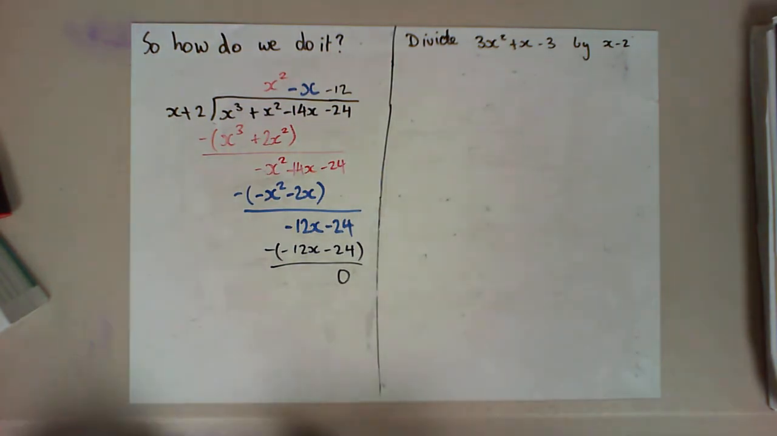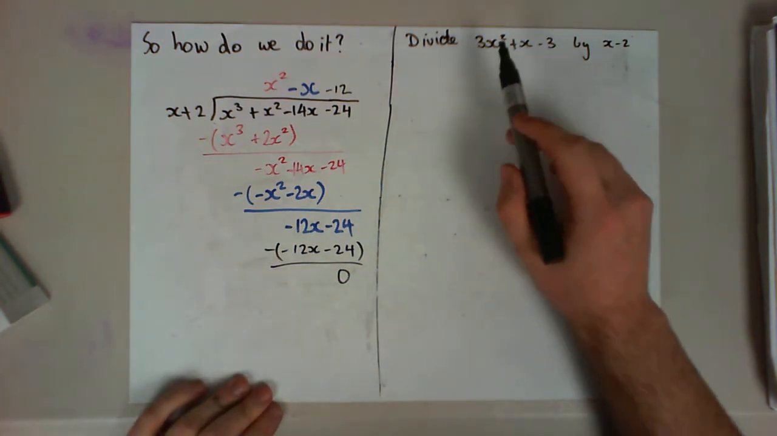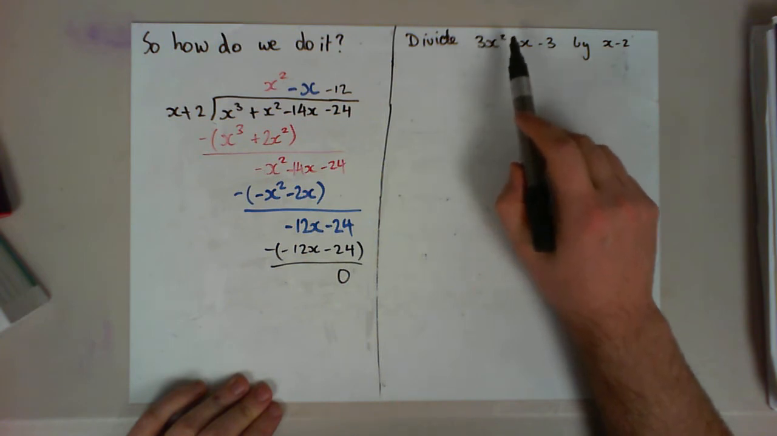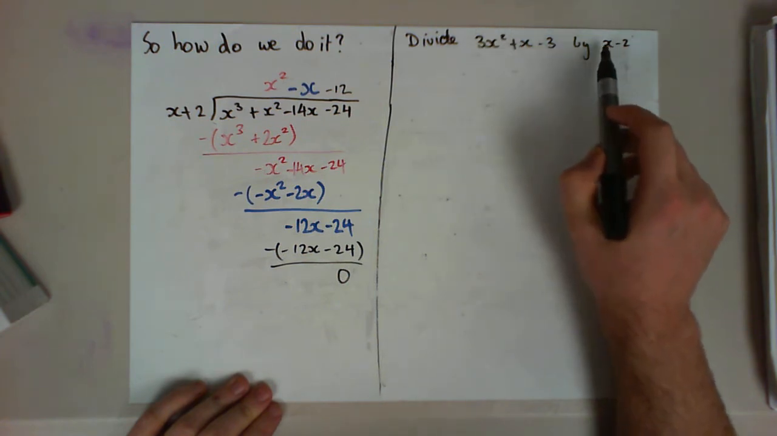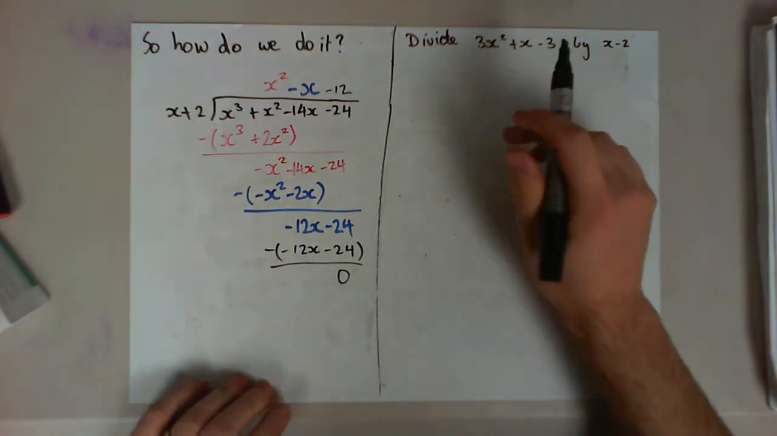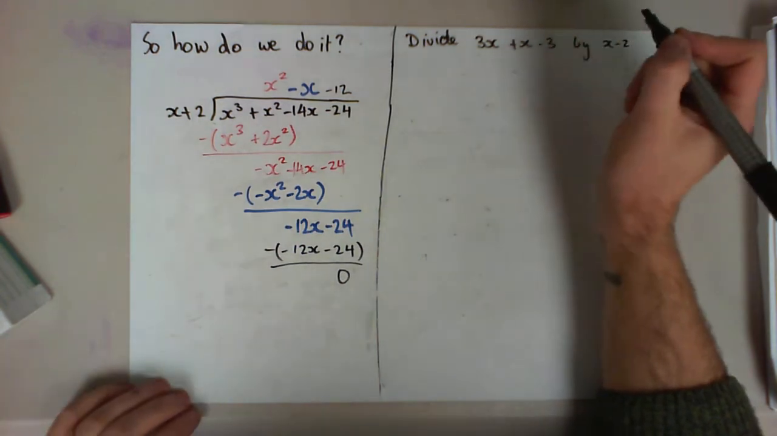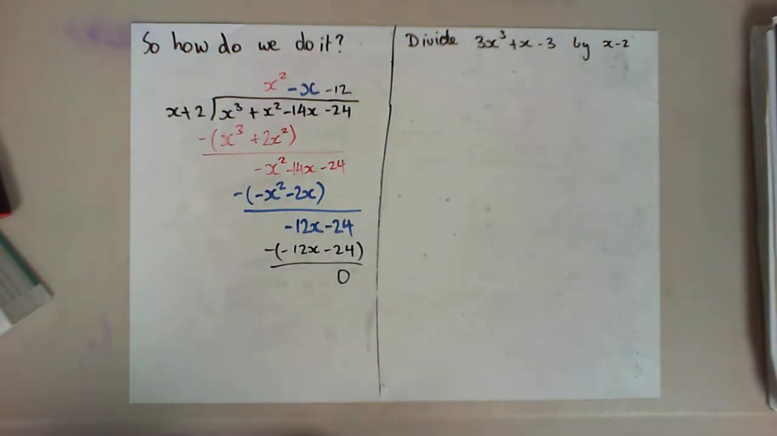Keep going through. Now you're going to see, as we keep going through some examples, how things can change slightly. This time we want to divide 3x squared plus x take 3 by x take 2. Have a look at this. Actually I just realised that was supposed to be x cubed, sorry. x cubed.